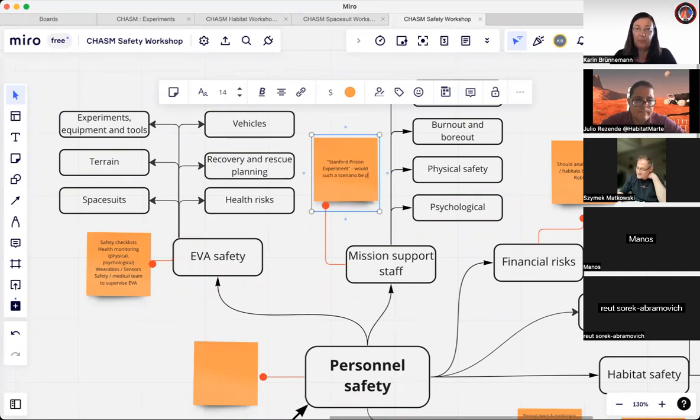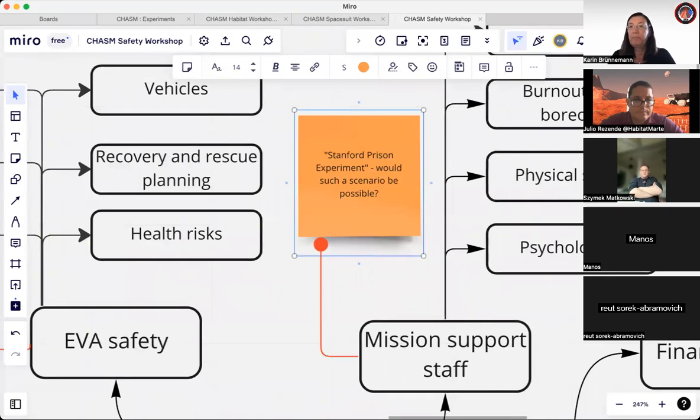Scenario B or C, no? We can put it as a question. Yeah. It's maybe worth thinking about, yeah.